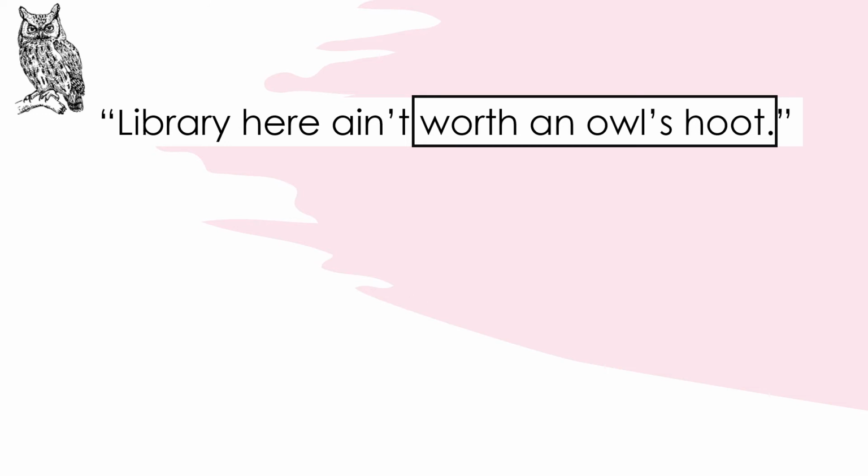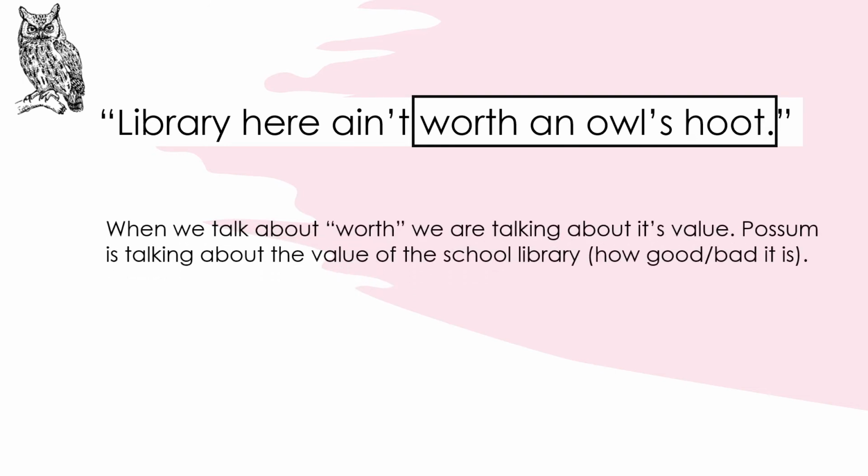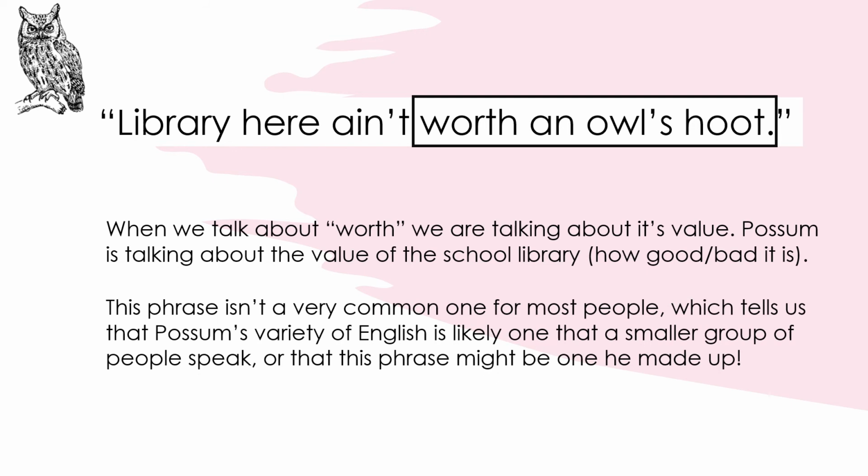Finally, we have the phrase worth an owl's hoot, which is a type of figurative language that Possum is using. First, when we're talking about worth, we're talking about something's value. So Possum is talking about the value that the school library has. He's basically talking about whether the school library is good or bad. This phrase, worth an owl's hoot, isn't a very common one for most people, which tells us that Possum's variety of English is probably one that a small group of people speak, or that he might have used or made up this phrase on his own.